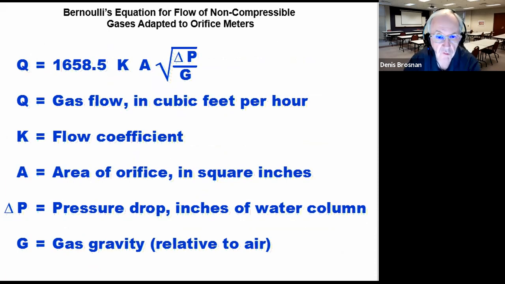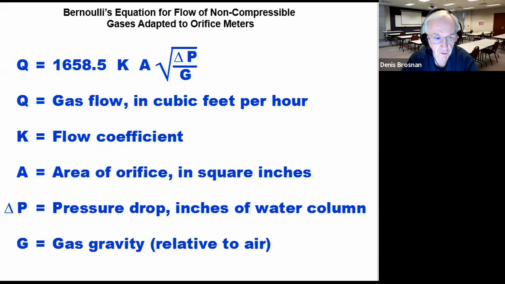Very quickly, you can see that the amount of flow, Q, is proportional to the area of the orifice. Okay, so we know that, that's a given. We know the flow coefficient in our system. We're going to measure the pressure differential. So we've got the gas gravity here. So the variables are the flow and the pressure differential. So if we know the pressure differential, then we're going to know the flow.